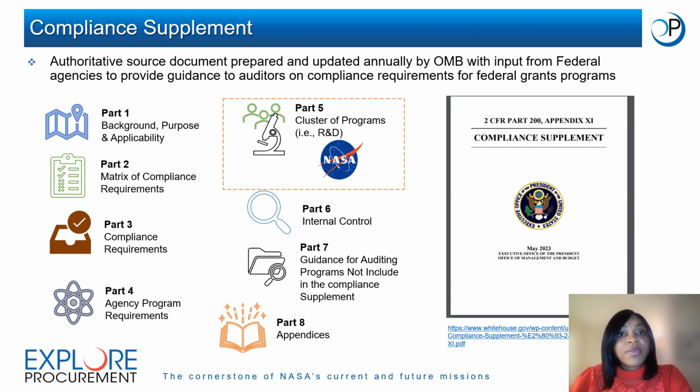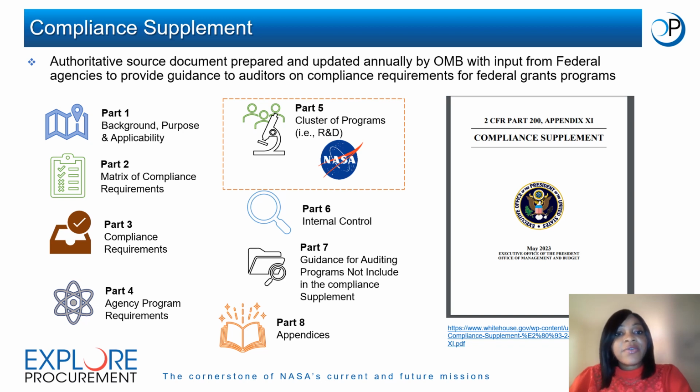Part 3 is the most critical section of the compliance supplement and provides detailed information on the specific compliance requirements for each federal program. Part 4 focuses on agency-specific requirements and provides auditors with additional guidance and context that is specific to the federal awarding agency responsible for the program.